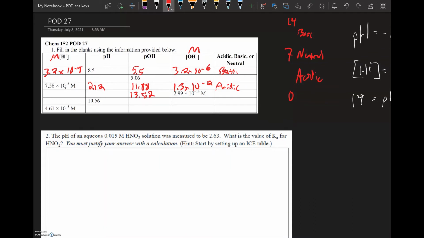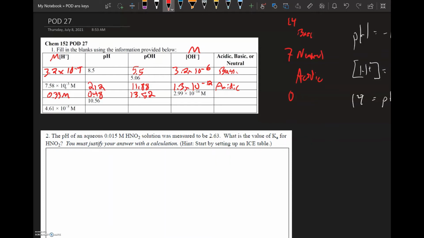And then we're going to do 14 minus that to give us our pH, which is 0.48. And the last thing we do is calculate the hydrogen concentration. So we need to do the anti-log of that, so 10 to the negative 0.48, and that gives me a concentration of 0.33 molar.